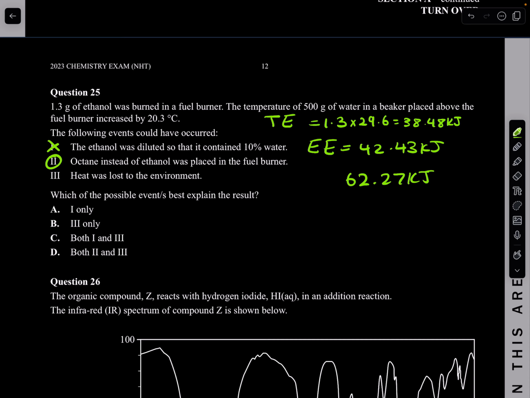What? Only this one has I, the second one, whereas the other ones all have, like, why would they consider 3 also correct then? Heat was lost to the environment. Why would they do that? If octane instead of ethanol was placed in the fuel burner, why? Heat was lost to the environment. I know the second one is correct, but did they make a mistake? Heat was lost to the environment? I think it's stupid if they're doing this.